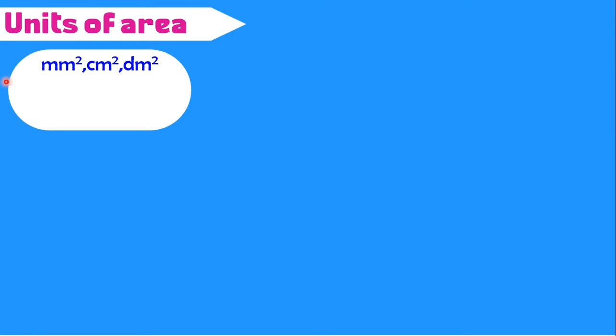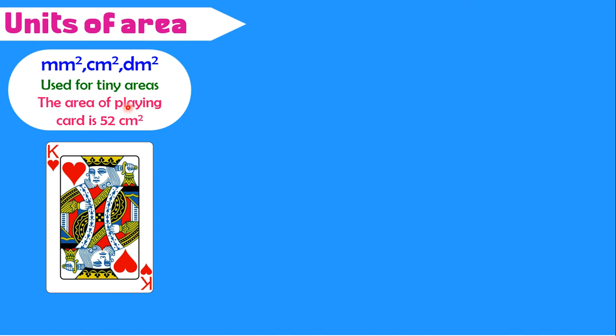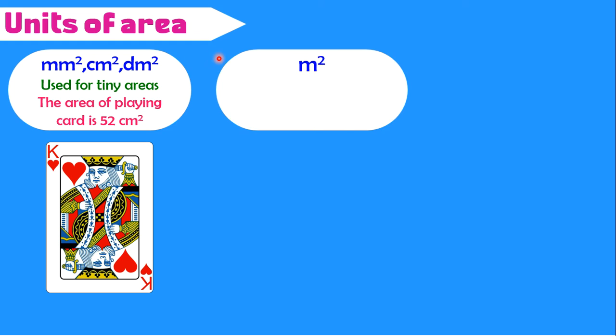Units of area: millimeter square, centimeter square, decimeter square. Used for tiny areas. For example, the area of this playing card is 52 centimeter square. So the area of this playing card is 52 centimeter square.